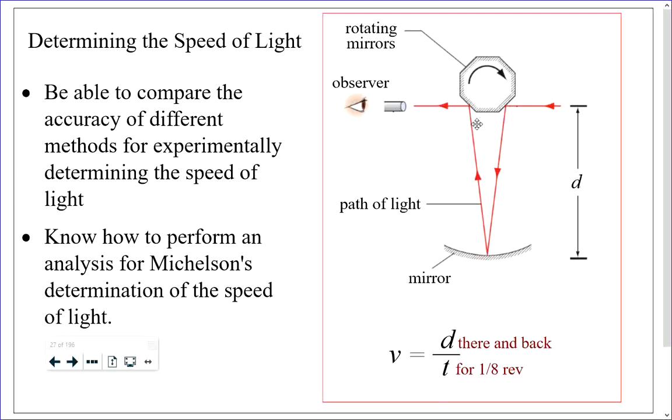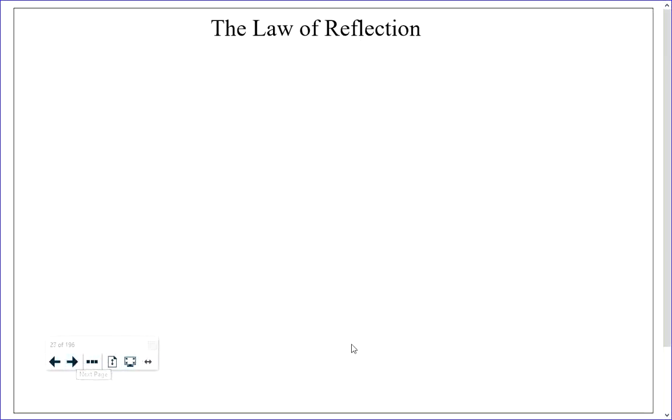Now I want to be careful here. It's 1/8 of a revolution because this is an 8-sided mirror. If you were given on an exam a Michelson's experiment with a 10-sided rotating mirror, then the time at the bottom of the screen would be the time for 1/10 of a revolution.